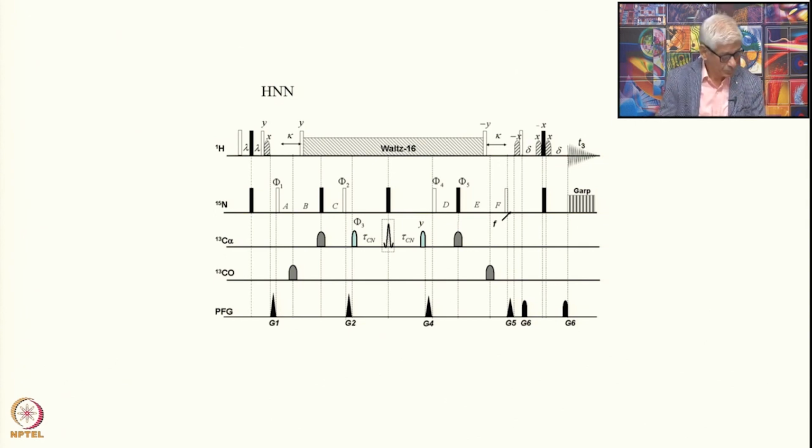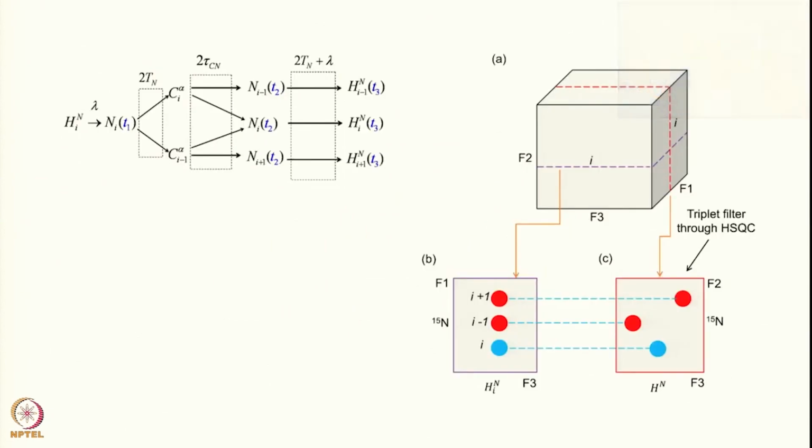I will explain the strategy, how the magnetization transfer happens in this experiment. The magnetization starts with the amide proton and is transferred to the nitrogen of the same residue, and it is frequency labeled with a T1. There is a T1 increment there. Now from this nitrogen you transfer to the C alphas of the 2 residues I and I minus 1, just as you did in the case of HNCA. From Ni you transfer to the C alpha of I and also to the C alpha of I minus 1. Now in the earlier case you labeled this C alpha, but here we do not label the C alpha, we do not make it a T2 part.